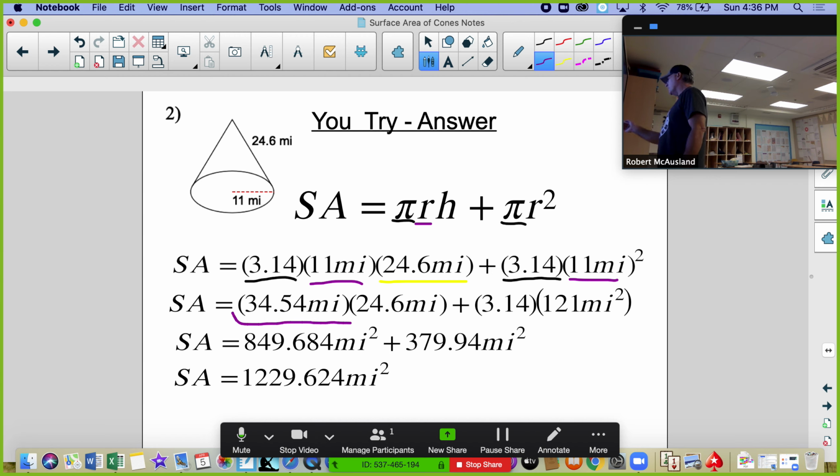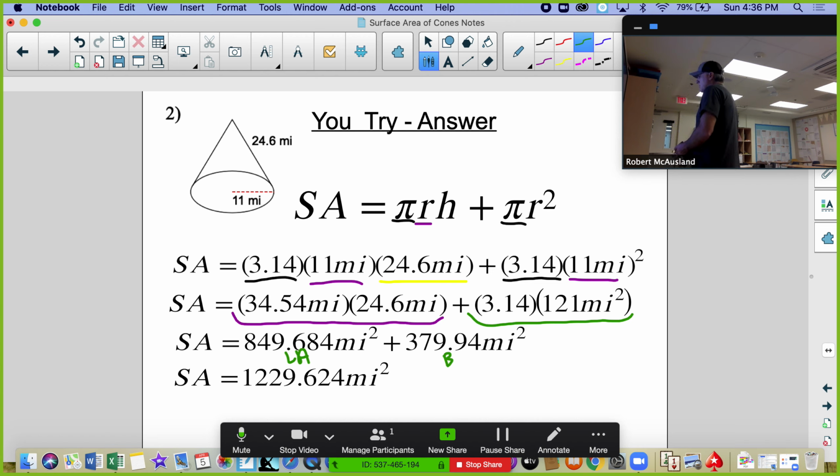And then we'll multiply these two values together, and multiply these two values together, and you get 849.684 miles squared plus 379.94 miles squared. Add those two. This is the lateral area. This is the base area. We'll add those together and you get 1,229.624 miles squared would be the surface area. That'd be a lot of surface area.